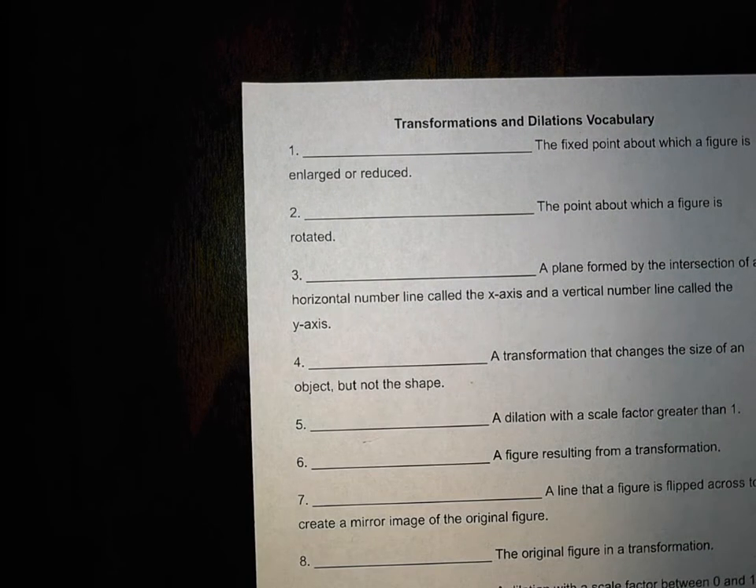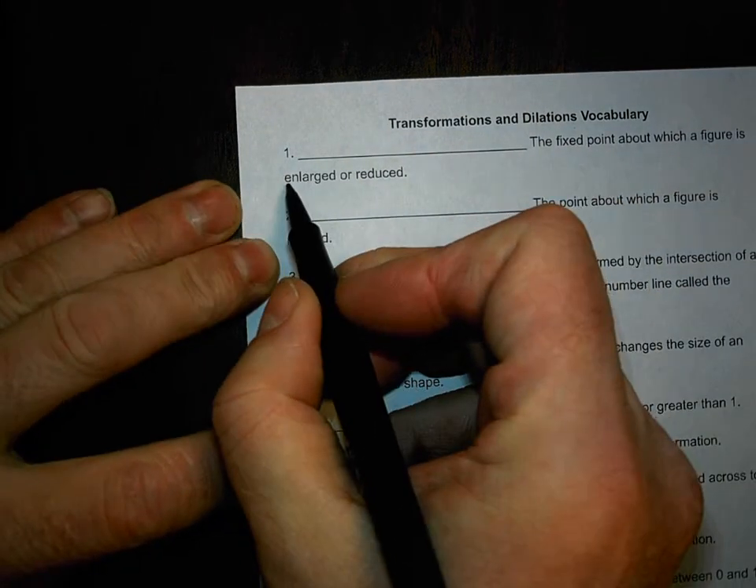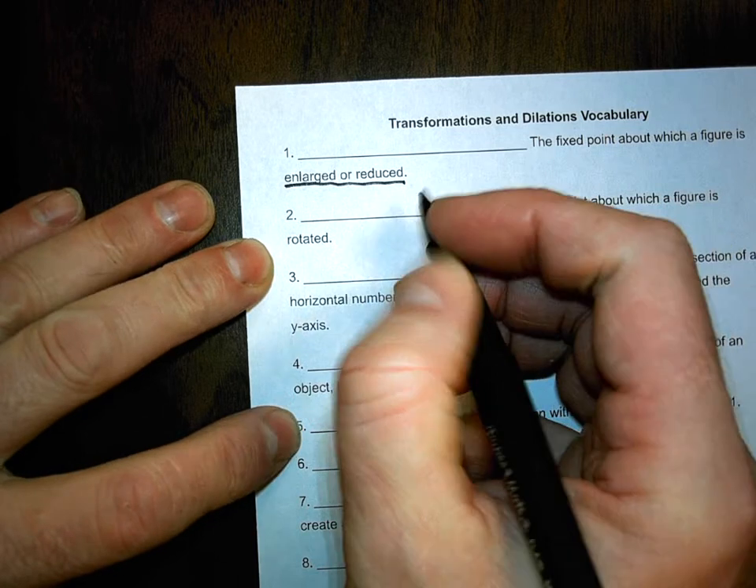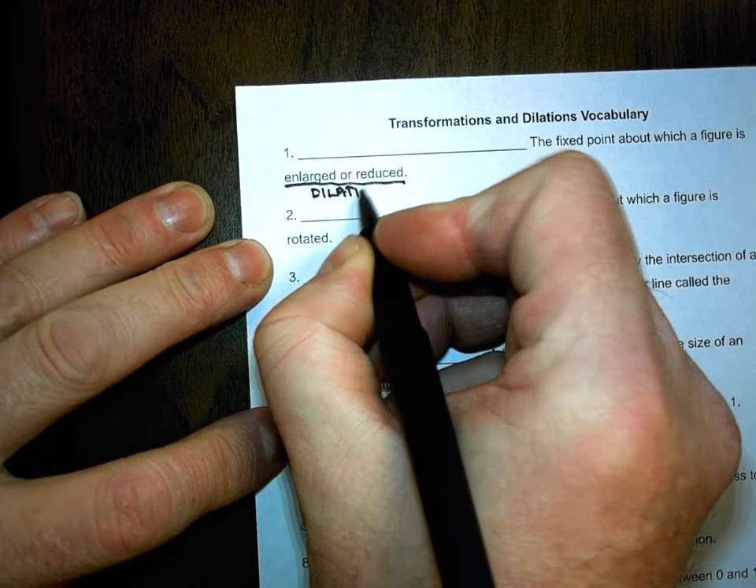Let's do some vocabulary. We've talked about all this stuff already, right? So a fixed point around the figure is enlarged or reduced. What is enlarging and reduction? Dilation. That's all that fancy phrase is.